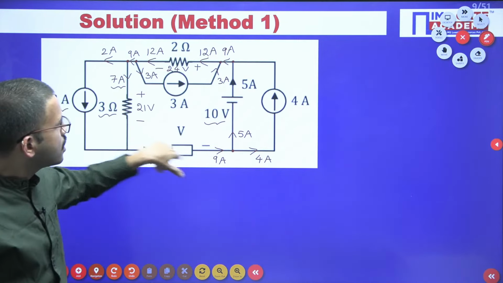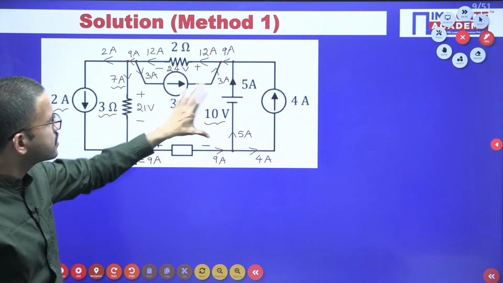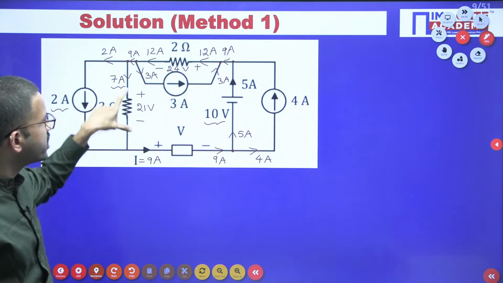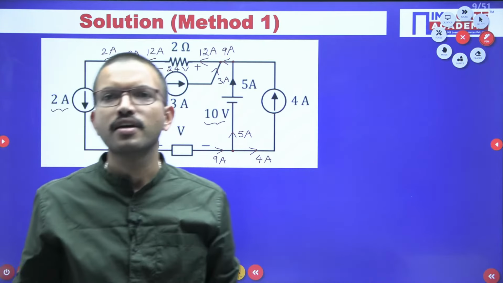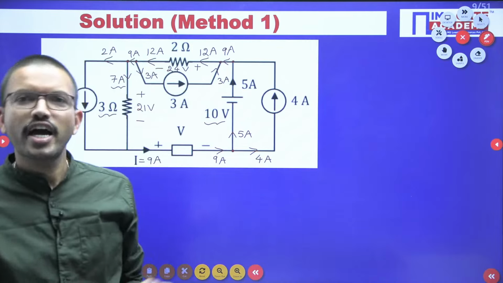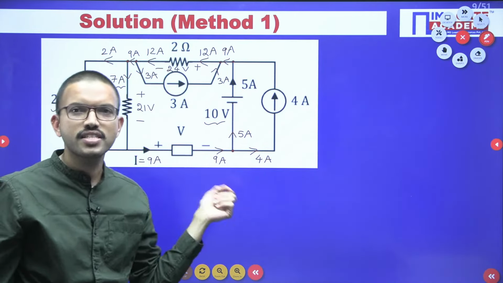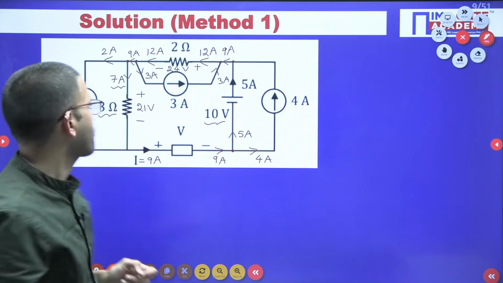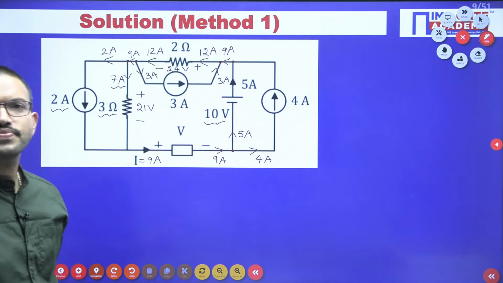Now you are considering one closed path. In this closed path, you know the voltage across here, you know the voltage across here, you know the voltage across here. Obviously, you can find the one unknown voltage. Yes, Raju, I will discuss that method also. First I am discussing the regular method. After this, I will discuss that method also. Yes, you are right.